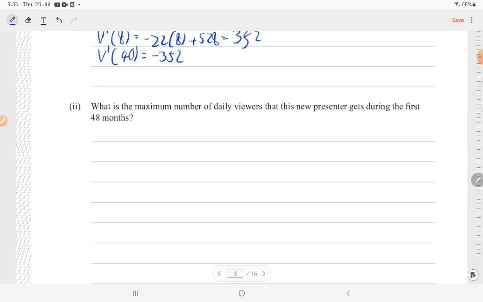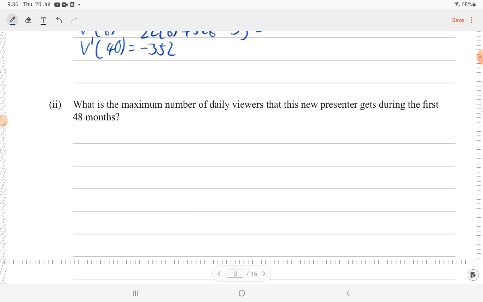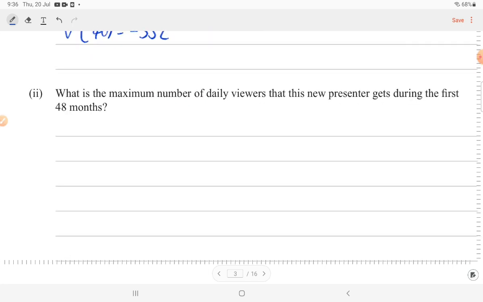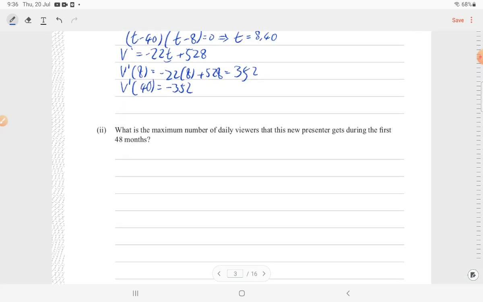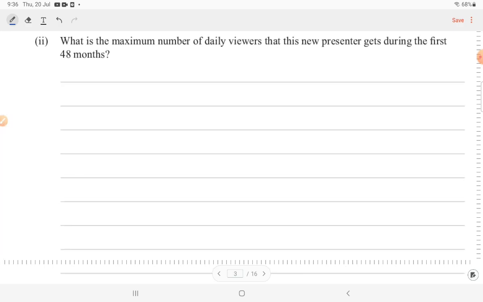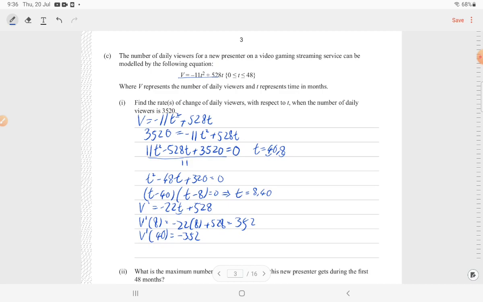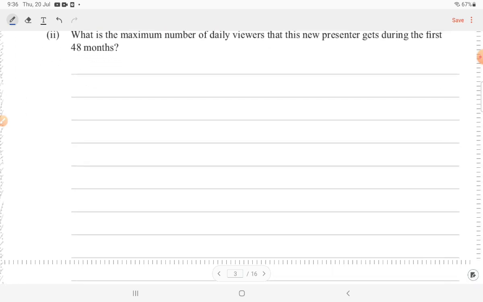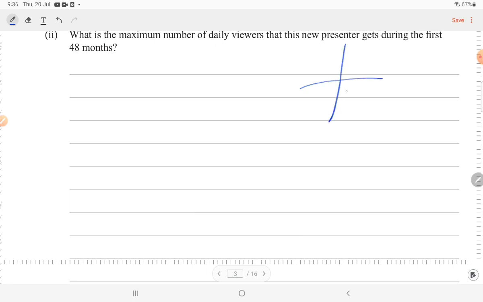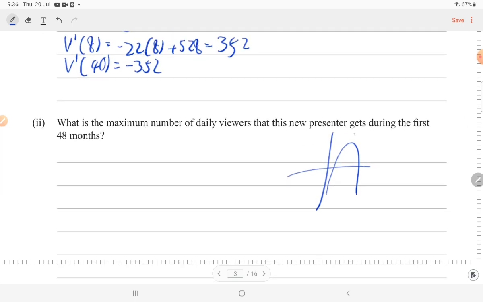What is the maximum number of daily viewers that this new presenter gets during the first 48 months? To figure out the maximum, it is when the derivative is equal to 0. We have V equals negative 11t squared plus 528t. This will be a parabola, something like this. When the rate of change or the gradient is equal to 0, this is when we have a straight line, and we can show that this will be a maximum point.